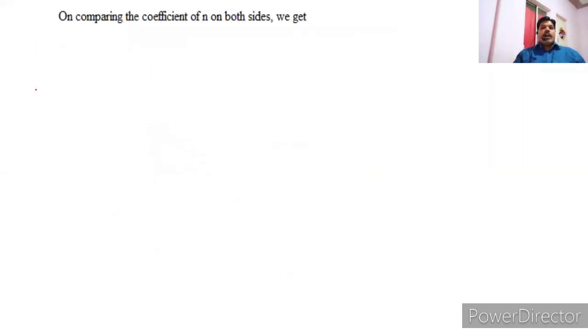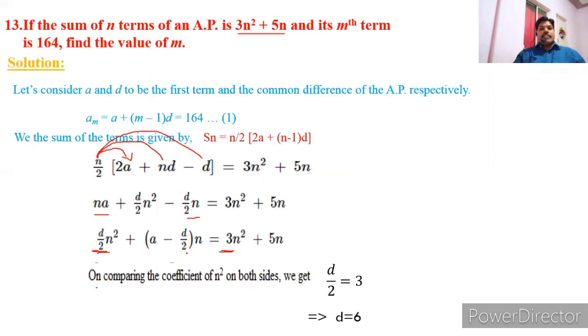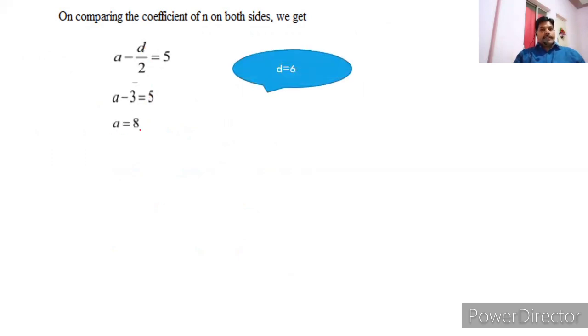After getting the d value, on comparing the coefficients of n on both sides, we get: next, I am taking the n coefficients. So see this one and this one. The n coefficient on the LHS is a minus d by 2. The n coefficient in the RHS is 5. So a minus d by 2 is equal to 5, and d by 2 value is 3 from the previous step. D is equal to 6, d by 2 is 3. So a minus 3 is equal to 5, and take this minus 3 to this side, then automatically a will become 8. So d value is 6 and a value is 8.